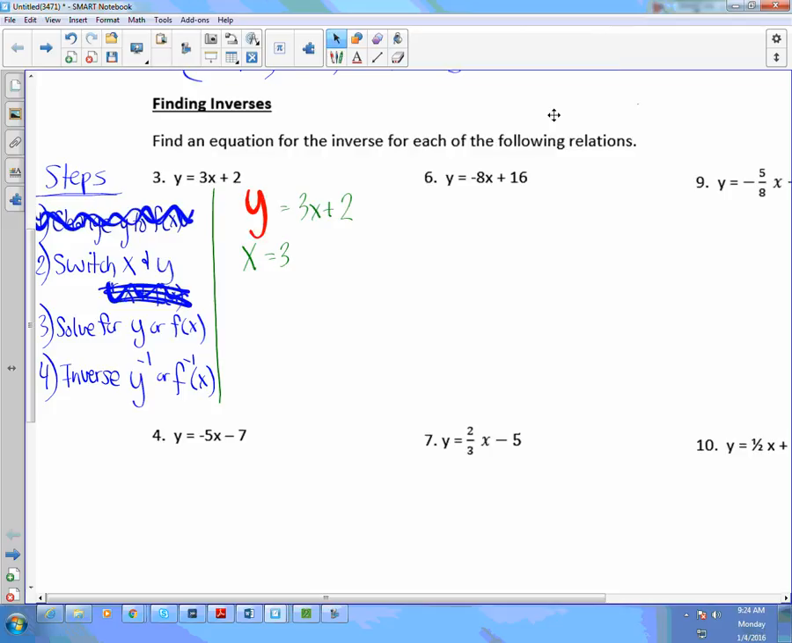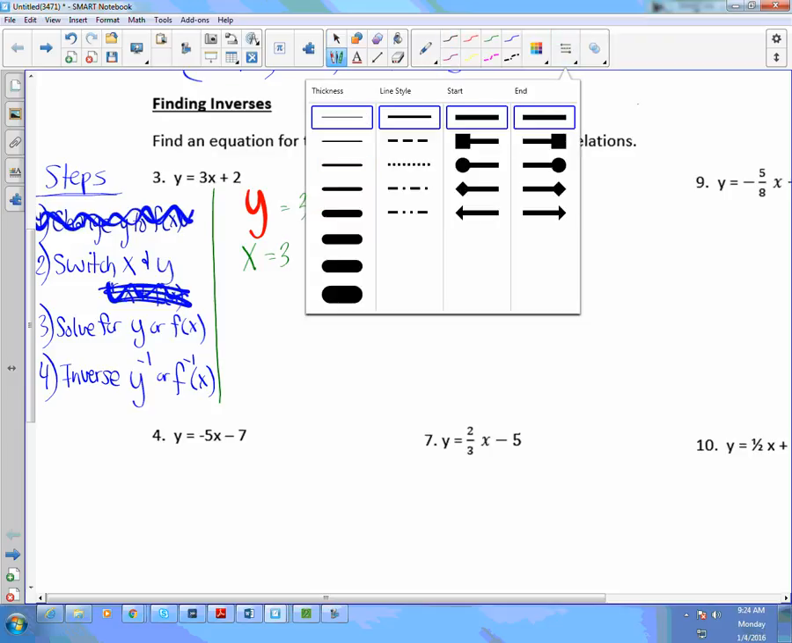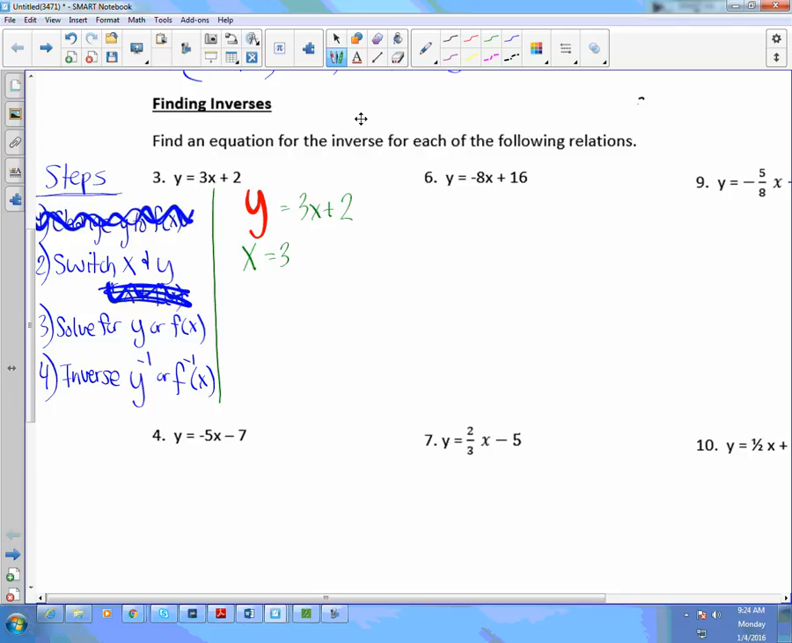So we replace the y with x. Now instead of saying 3x plus 2, it's going to be 3y plus 2. So the 3 and the 2 stay in the same spot, just the x and the y are written as the other form.